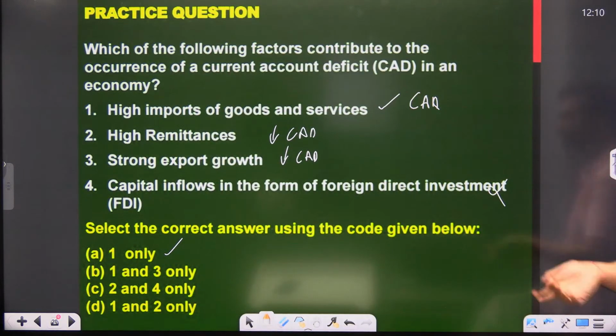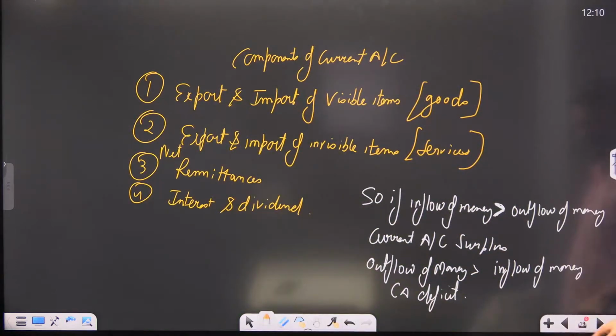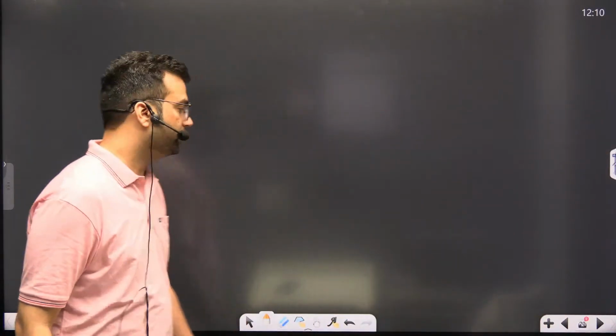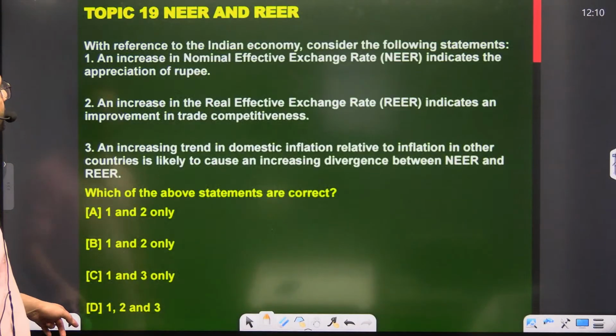Okay. So let's discuss insolvency bankruptcy code fast. Near we will discuss tomorrow. Let's discuss insolvency bankruptcy code.